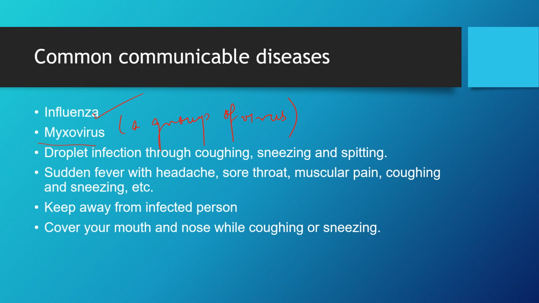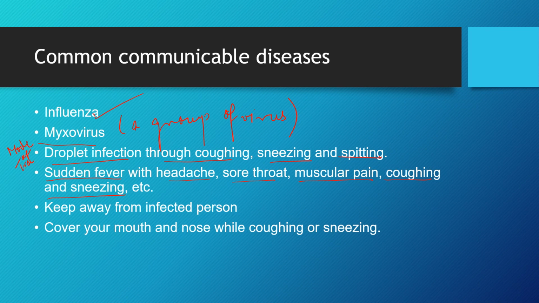Now influenza, what is the mode of transmission? The mode of transmission of myxovirus is droplet infection through coughing, sneezing and spitting. So if a person is sneezing, coughing or spitting, through those droplets it is passed on from the infected person to the healthy one, right? So what are the symptoms? In influenza, people have sudden fever with headache, sore throat, muscular pain, coughing and sneezing.